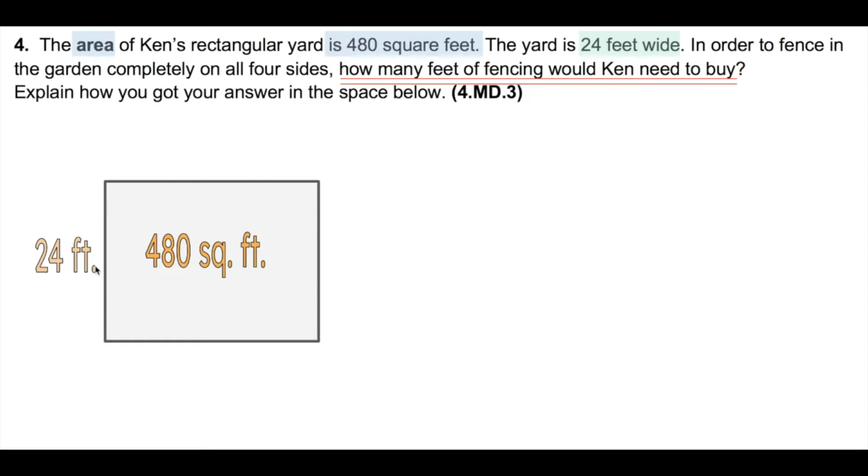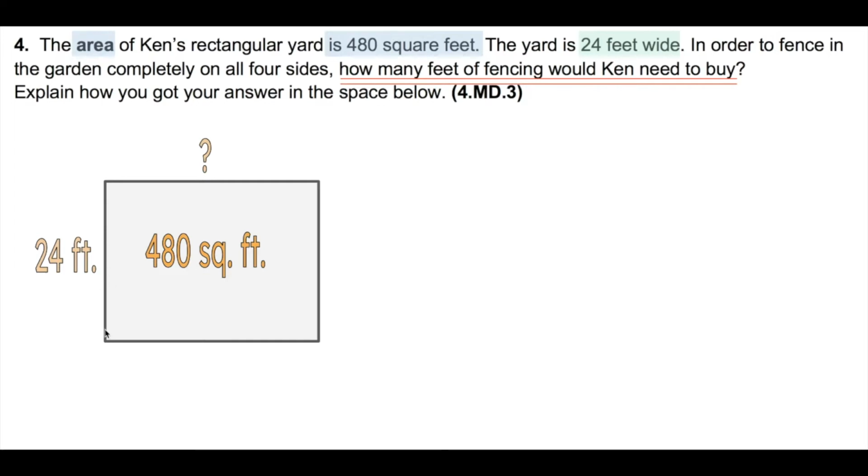But what it didn't say was how long the garden is. We don't know how much this is, so I'm gonna put a question mark here. It never said. We just know that it's a total of 480 square feet and it's 24 feet wide. Now, if you haven't already guessed, we're gonna have to figure out what that side is. Since we know the area and the length of one of the sides, we're in pretty good shape.